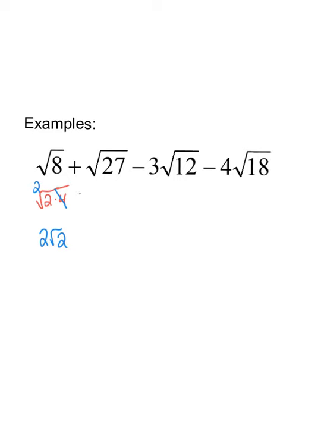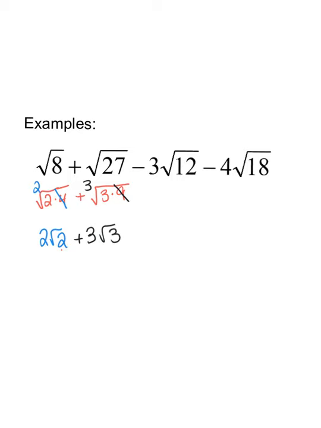If I look at the second term, numbers that multiply and give me 27, first I would look at 2 because I have a 2 over here. 2 doesn't go into 27. 3 does. 3 times 9 is 27. The square root of 9 is 3. So this becomes plus 3 radical 3.